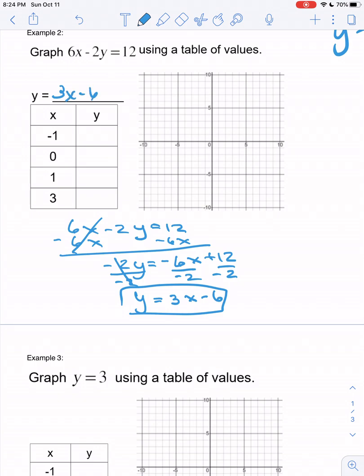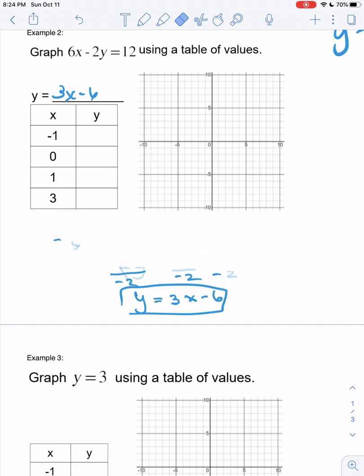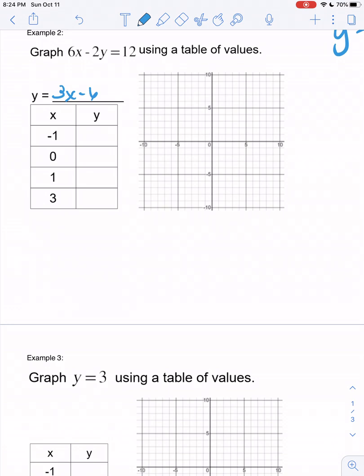Let's go ahead and substitute those points. Again, usually you choose a negative, a zero, and a positive. Okay, so I chose -1, so I get y equals 3, and I'm going to substitute negative 1 in for x. So I get negative 3 minus 6, or negative 9. So I put a negative 9 here.